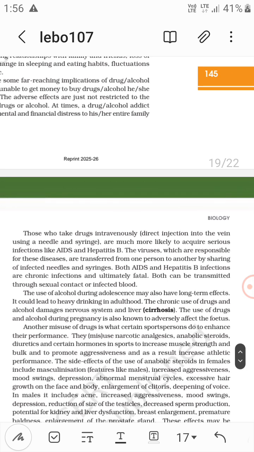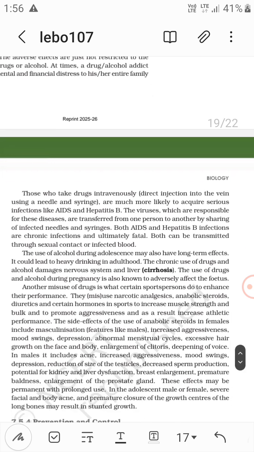Those who take drugs intravenously, by direct injection into the vein using a needle and syringe, are much more likely to acquire serious infections like AIDS and hepatitis B. The viruses responsible for these diseases are transferred from one person to another by sharing infected needles and syringes. Both AIDS and hepatitis B are chronic infections and ultimately fatal. Both can be transmitted through sexual contact or infected blood.